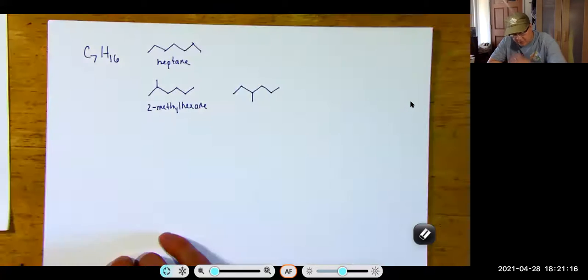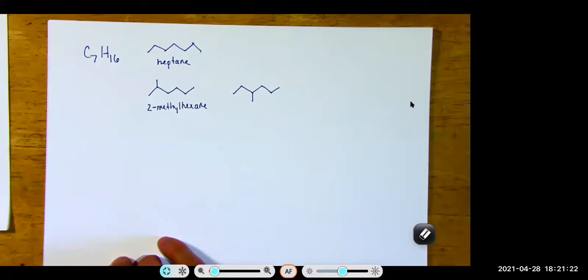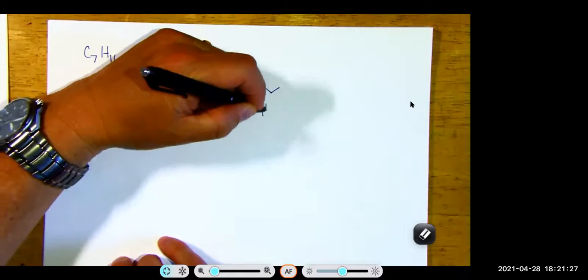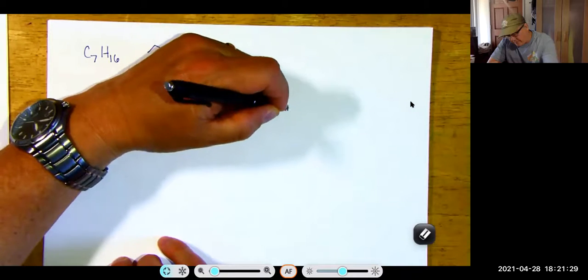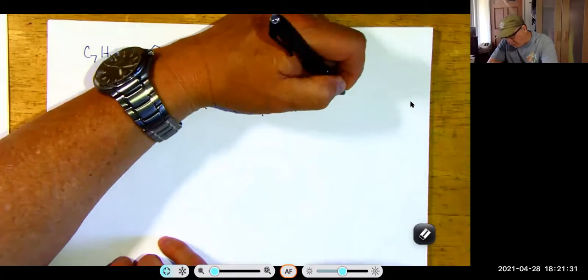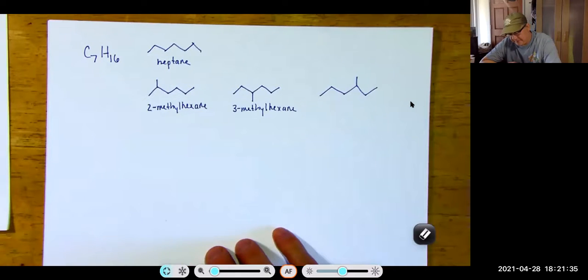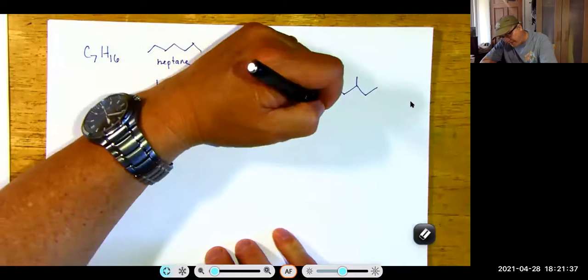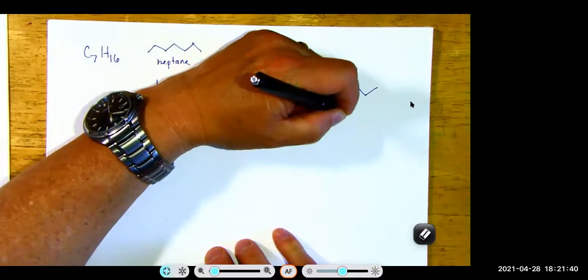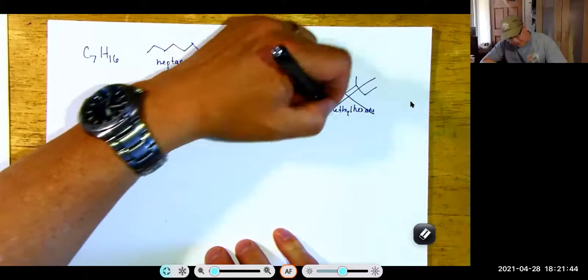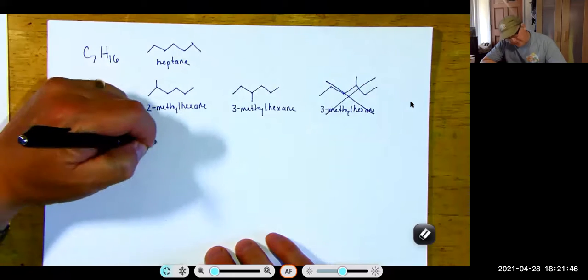You could move that carbon over to here, and what do you have? 3-methylhexane. Now, if I move it over one more to there, what do I have? 3-methylhexane again. I already have that. So you're done with the hexanes. So now what do we do? The pentanes.